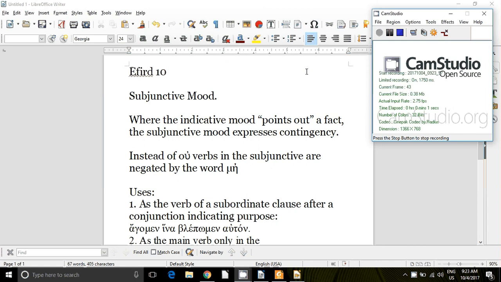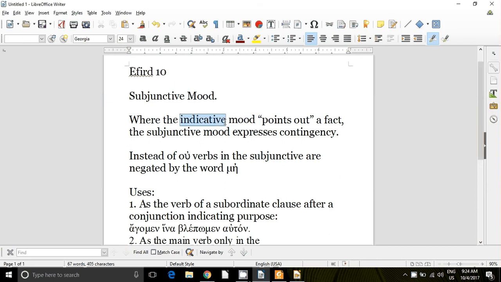Welcome back to Greek. Here we are with Efford chapter 10, the subjunctive mood. So now we're learning a new mood. We've added a few tenses to the indicative mood, but now we need to learn another mood in Greek, the subjunctive. Where the indicative mood indicates, points out a fact, the subjunctive mood expresses contingency.